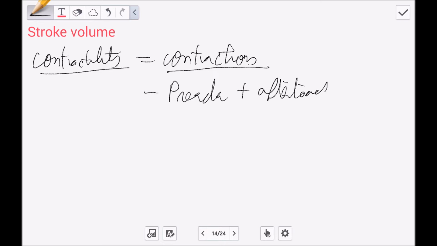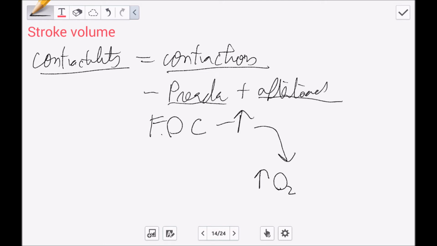And what it does is, when the force of contraction, which we're going to call here FOC, increases, either because the preload is high or the afterload is high, then it will lead to an increased oxygen consumption. It's an upwards arrow, increased O2 consumption. That means that your heart is going to use up more oxygen in order to keep pushing the blood around because of all the increased preload or the increased afterload that it has.